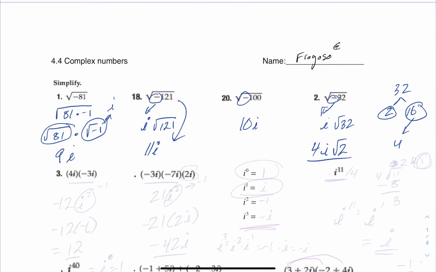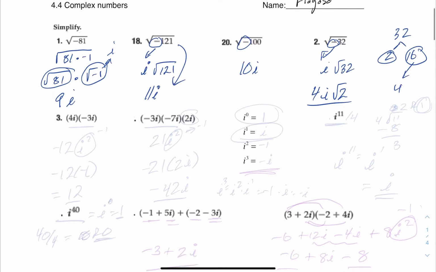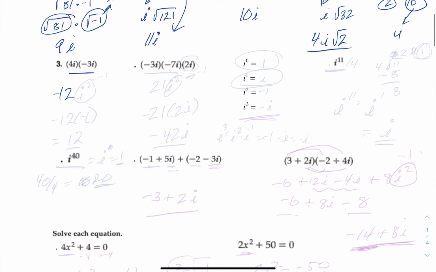Let's move on. 4i times negative 3i. If we multiply them together, we get negative 12 times i squared. i squared by definition is negative 1. So we get negative 12 times negative 1, which gets us 12. Over here we can multiply all three of them, so we just do 2 at a time. So that's going to give us 21i squared. i squared is negative 1. So I get negative 21. We still have the 2i there. So I get negative 42i.